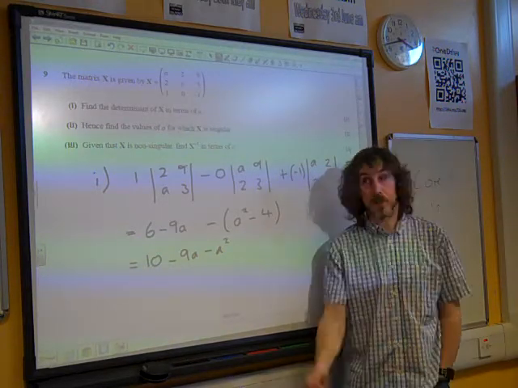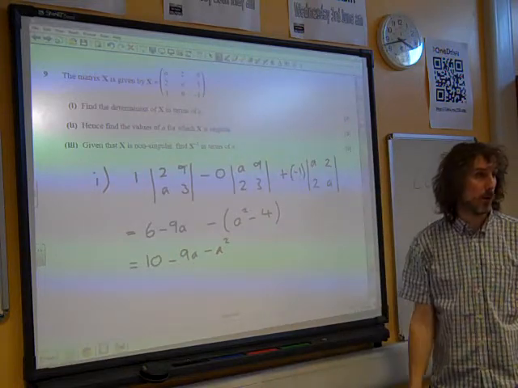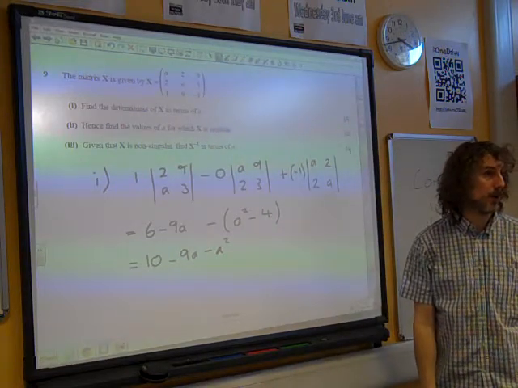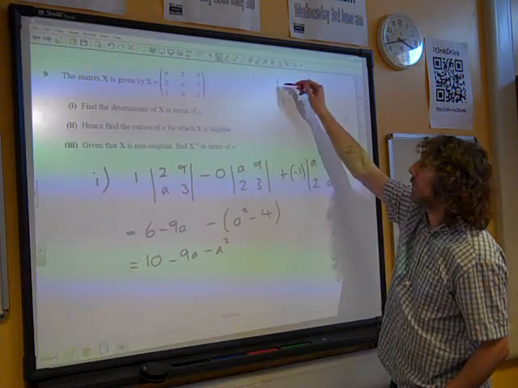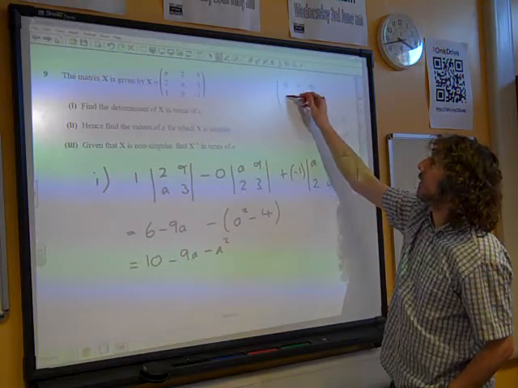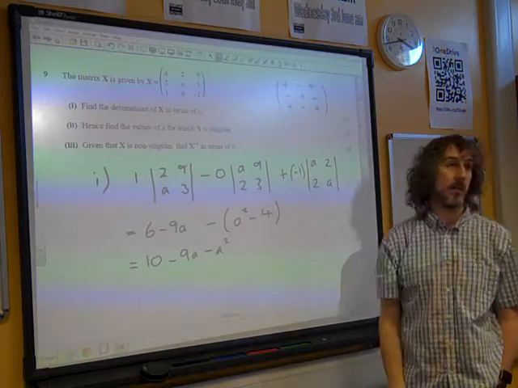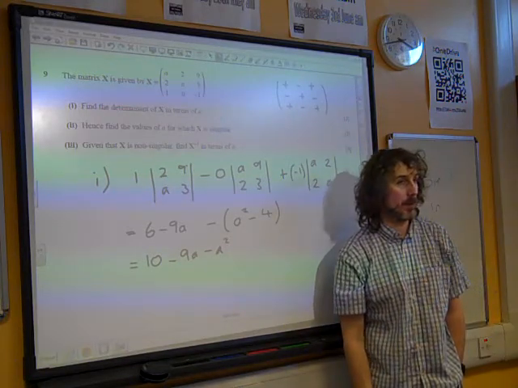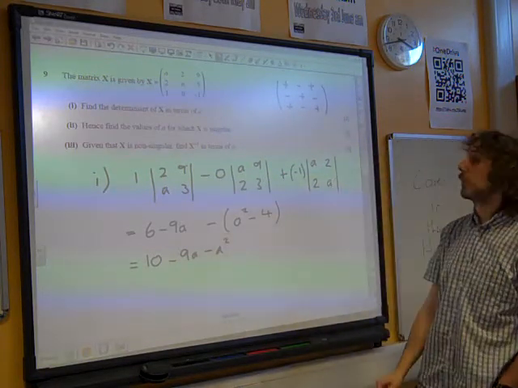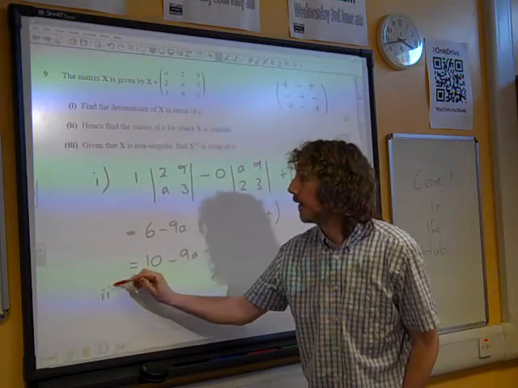Okay? You would have got the same choosing any row or any column to work it out with, as long as you remember to adjust the signs according to that pattern there. And it's important to remember that. Great. Ooh, 3 marks, just like that.